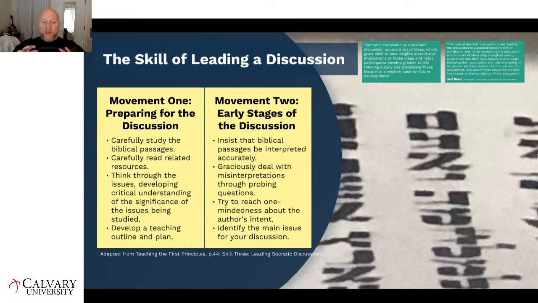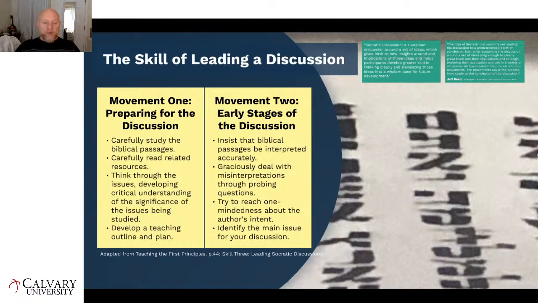So first of all, we've got to understand the biblical passages. Insist that biblical passages be interpreted accurately, and then graciously deal with misinterpretations through probing questions. Okay, so rather than saying, no, that's wrong, you're misunderstanding that passage, you're going to say, no, wait a second. If that is true, then what about this? What about what Paul said over here? How does that match with what you're saying? Okay, so that's a skill to be developed, right? And you've got to have some understanding of this subject.